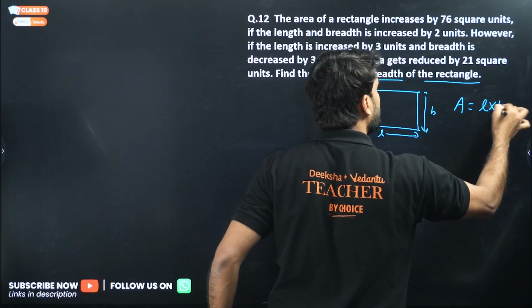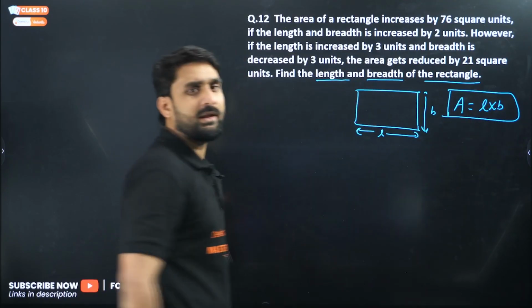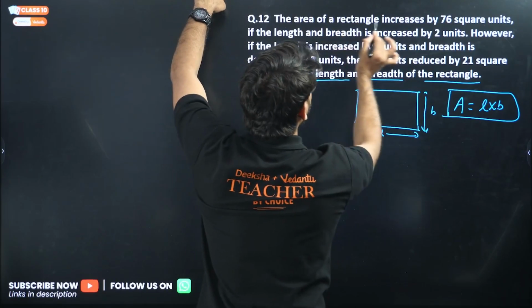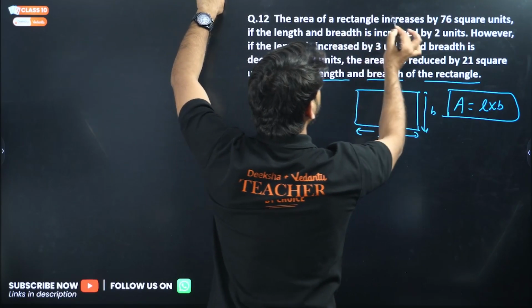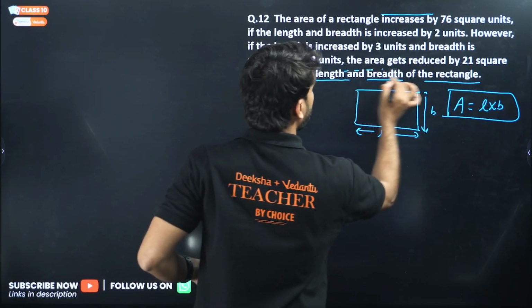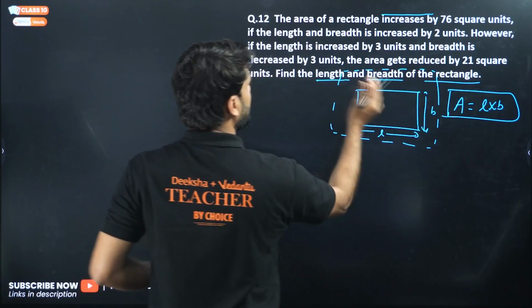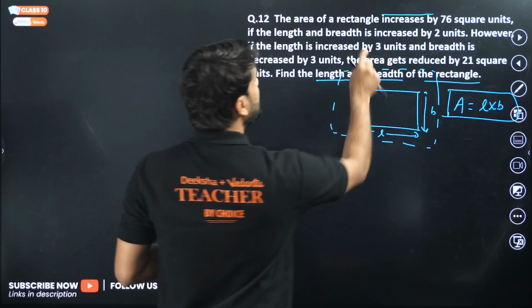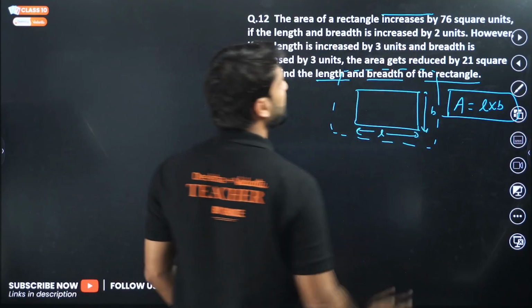So the original area is what? Area is length into breadth. This will be the area. Simple. But the question is saying the area of the rectangle increases by 76, means the area becomes 76 more. This is increases by 76. The difference when the length and breadth are increased by 2 units.